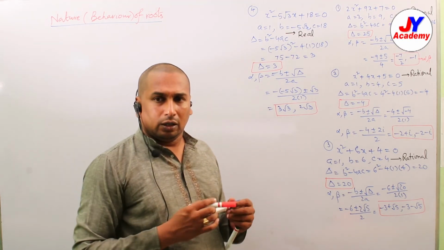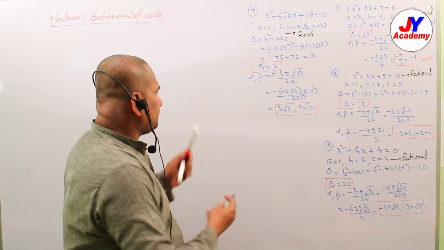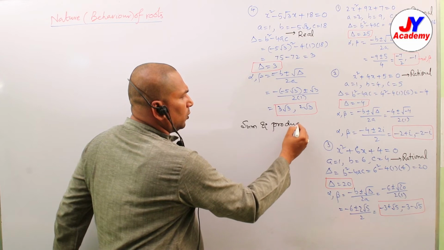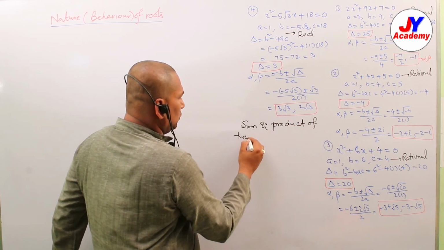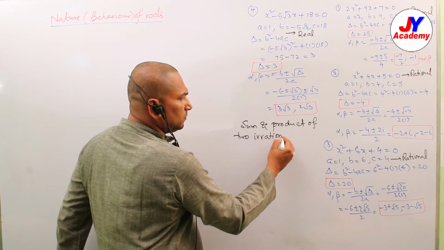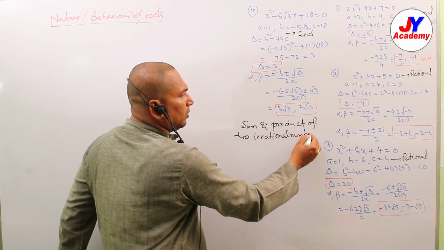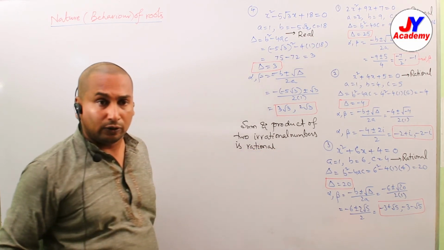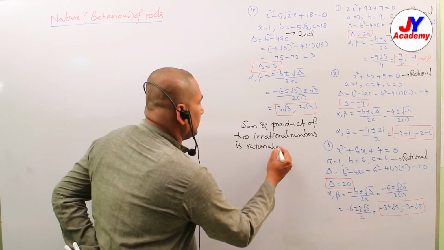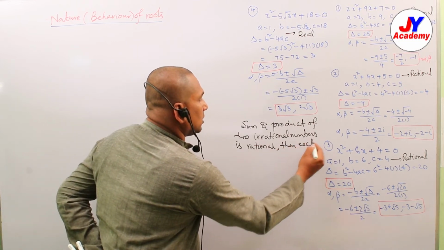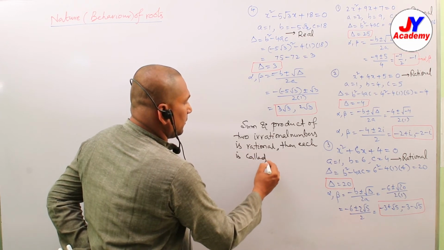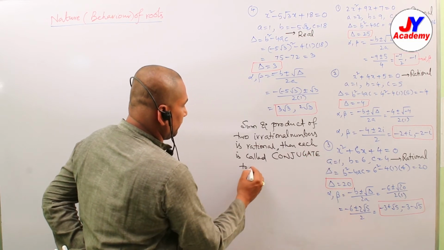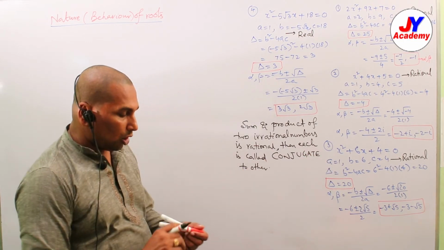Now one more point we are going to discuss here. See, if the sum and product of two irrational numbers is rational, then each is called conjugate to the other.